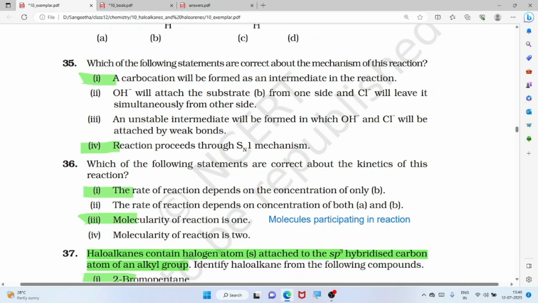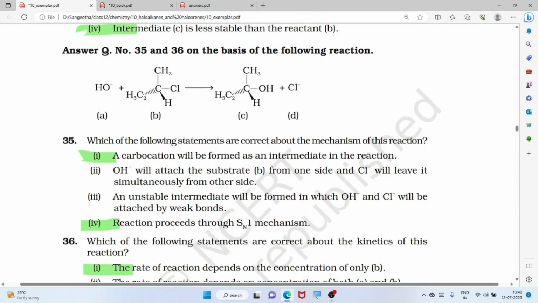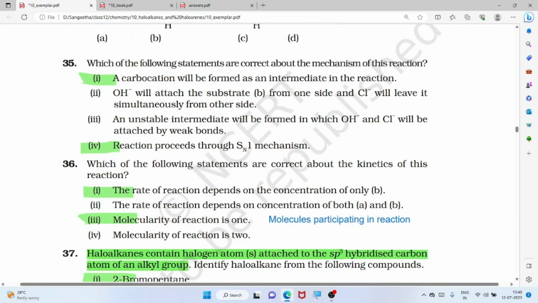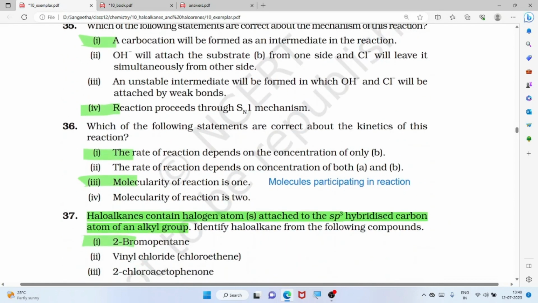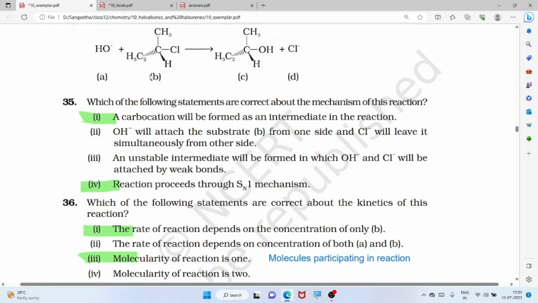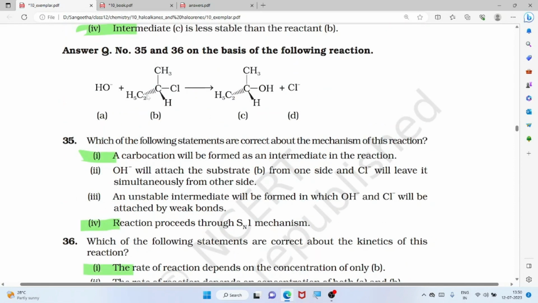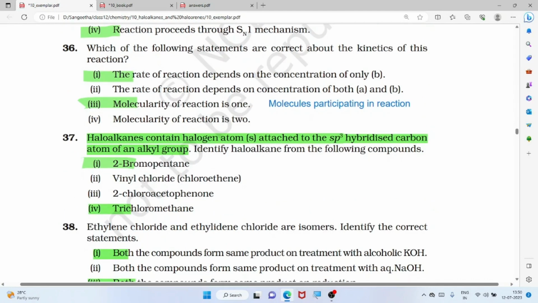Which of the following statements is correct about the reaction? A carbocation will be formed as an intermediate stage in this reaction. Okay, this is an SN1 reaction, so a carbocation is formed. The reaction proceeds by the SN1 mechanism. Which of the following statements about the kinetics is correct? The rate of reaction depends on the concentration of only B. Yes, only one. Molecularity is 1 for the SN1 reaction. Concentration of this only. Molecularity is 1, yes. Unimolecular reaction.